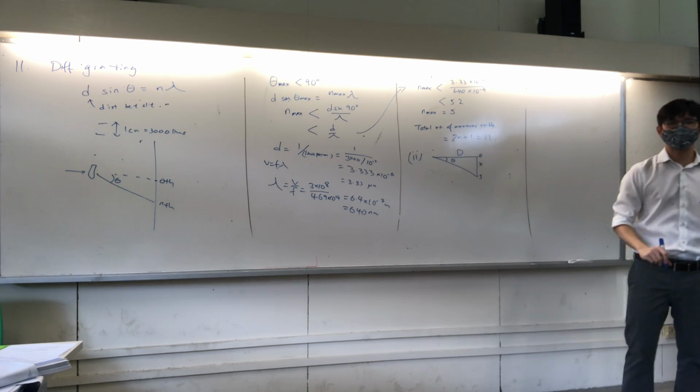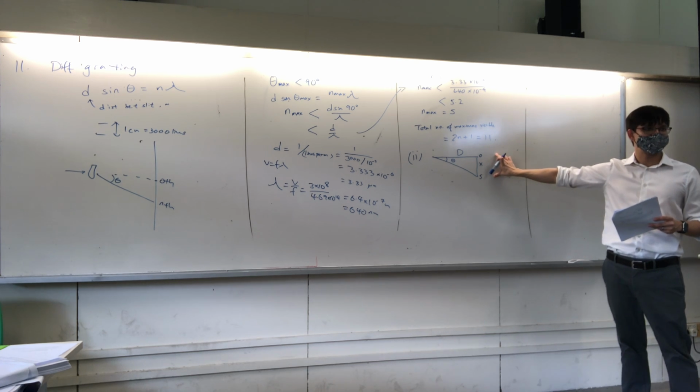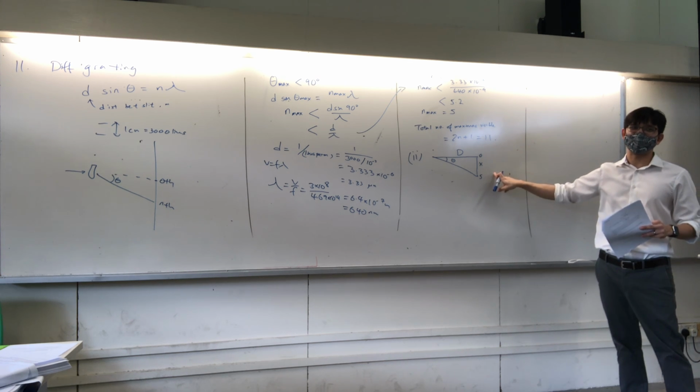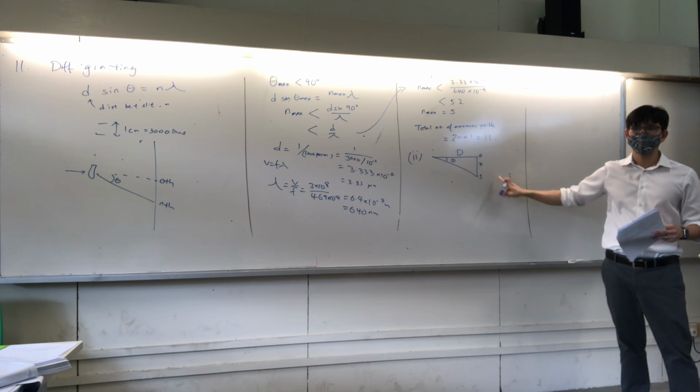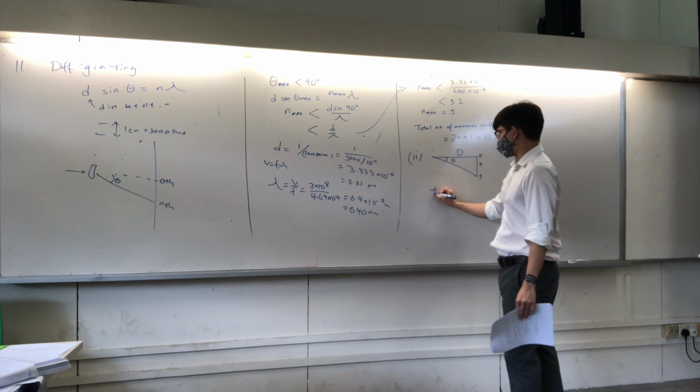So they want us to find the length x, where x is the distance between the 0th order and the 5th order fringe. Right? So if you draw a triangle, we see the geometry. This is tangent theta, right?